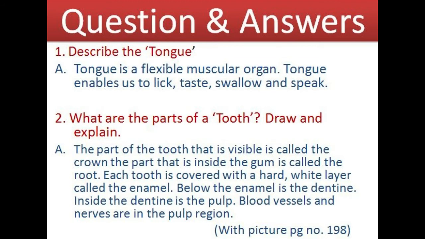Second question. What are the parts of a tooth? Draw and explain. The part of the tooth that is visible is called the crown. The part that is inside the gum is called the root. Each tooth is covered with a hard white layer called the enamel. Below the enamel is the dentine. Inside the dentine is the pulp. Blood vessels and nerves are in the pulp region.